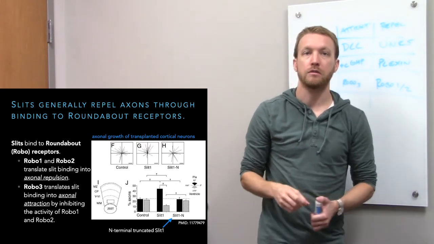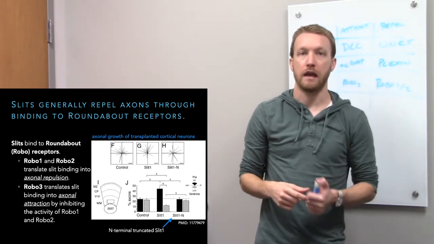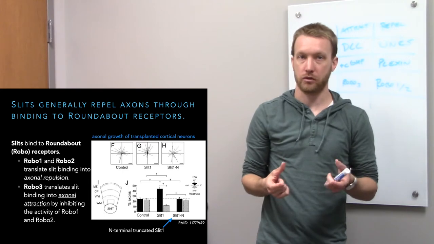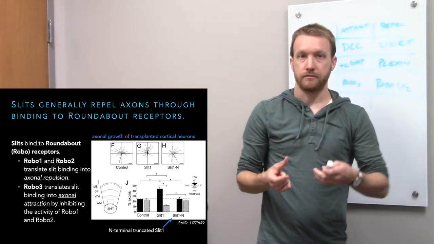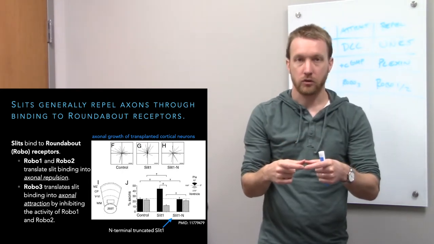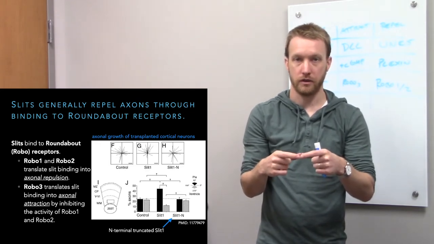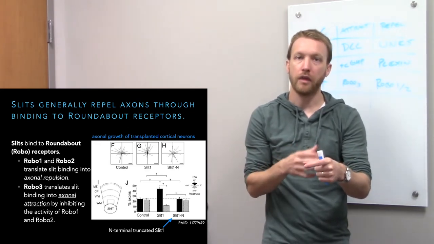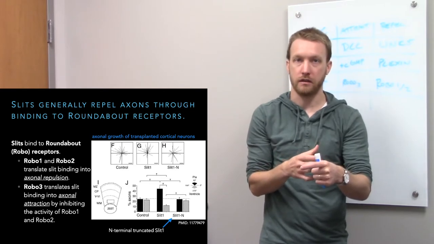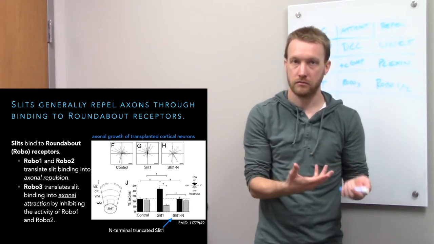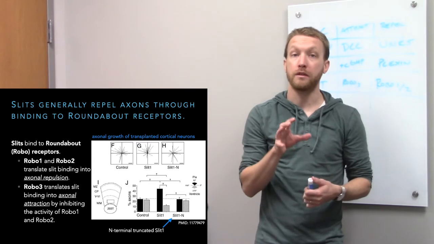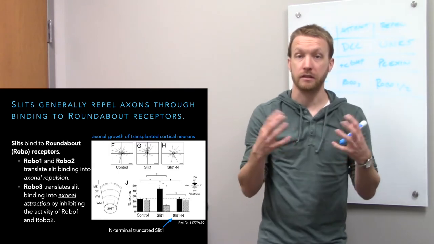So what they're looking at is the outgrowth of some transplanted cortical neurons. So they put a little bit of cortical neuron down. You can look at panel I for the schematic here. And below that, they had some hex cells that they transfected either with nothing or with slit 1. So they're going to make slit and they're going to spit it out.